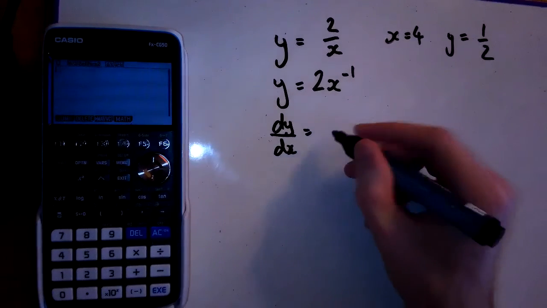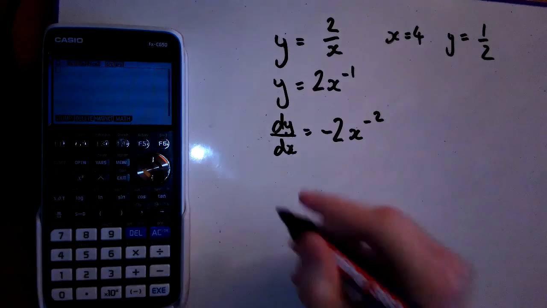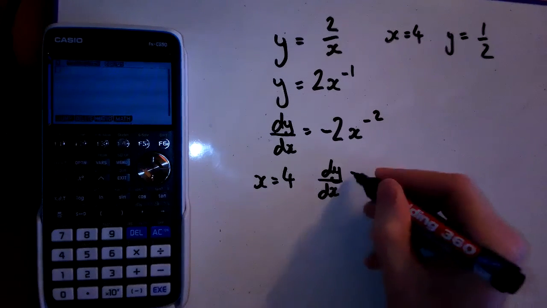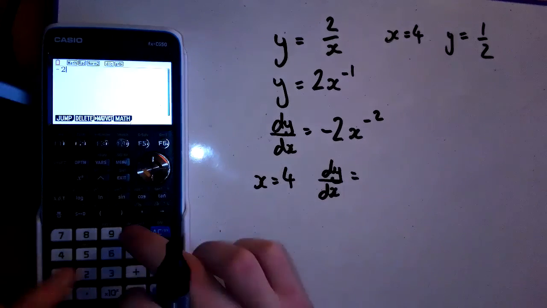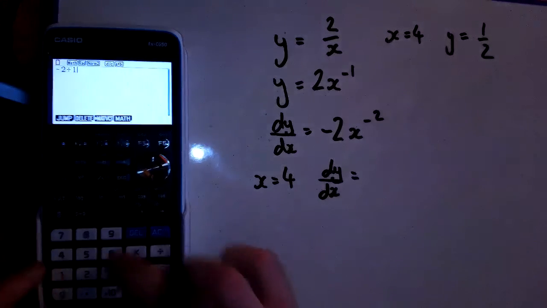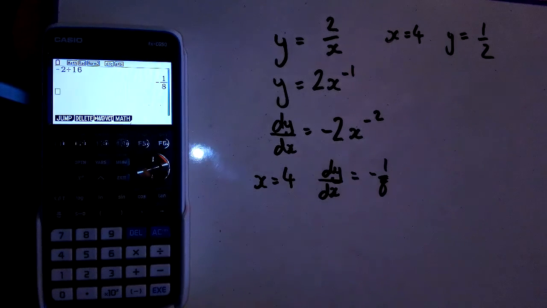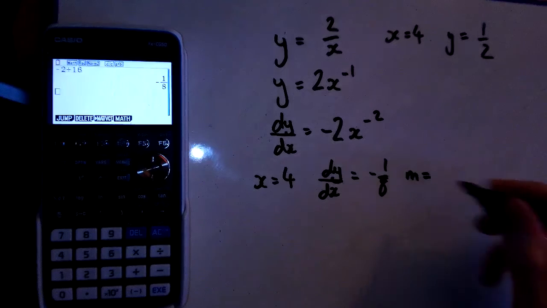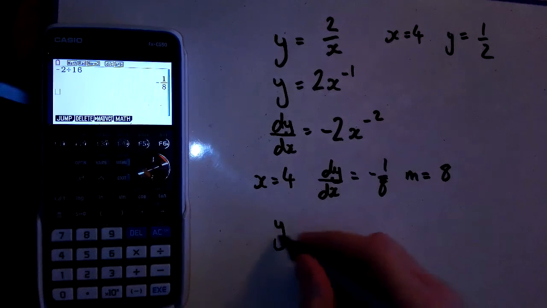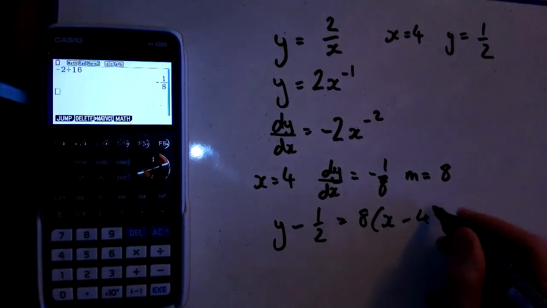So differentiate it. 2 times minus 1 is minus 2. Take away 1 from the power. So minus 2x to the minus 2. Sub in x is 4. So if you sub that into your calculator, minus 2 over 16, we get minus 1 over 8, I think. And since it's the normal, we have to do the negative reciprocal. So m is 8.